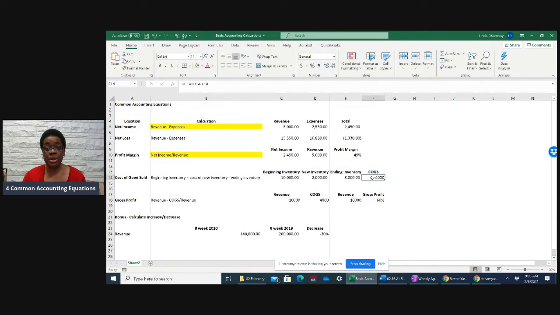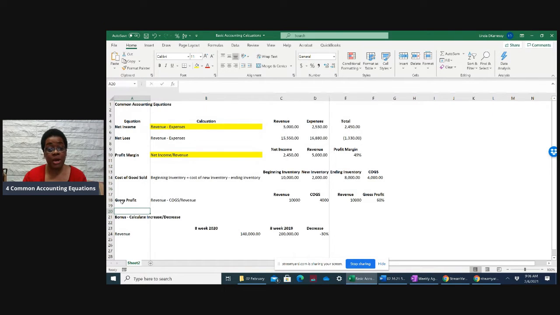Your cost of goods sold is the formula. Cost of goods sold is your beginning inventory plus cost of new inventory minus ending inventory. So your cost of goods sold is $4,000. Once again, if you are a service-based organization, you will not have cost of goods sold.